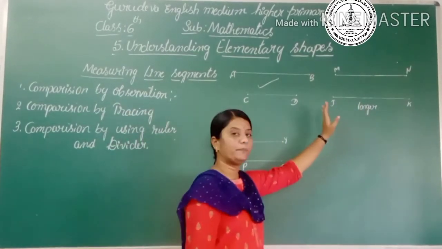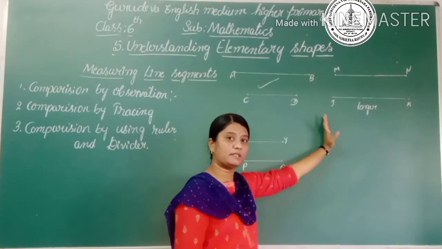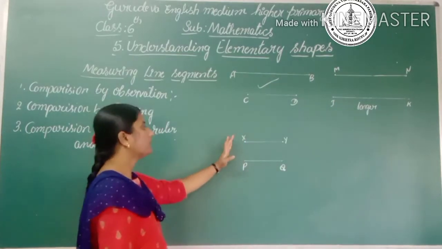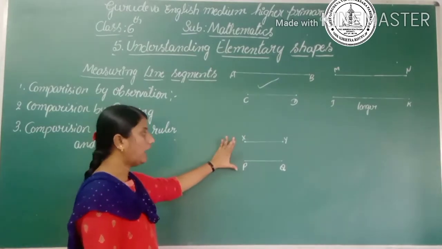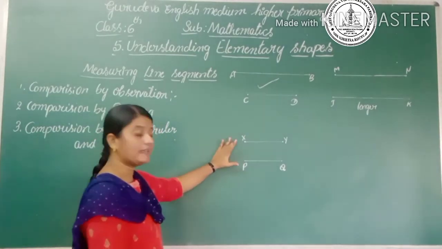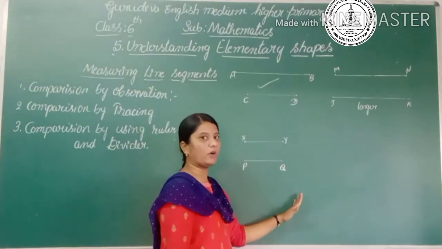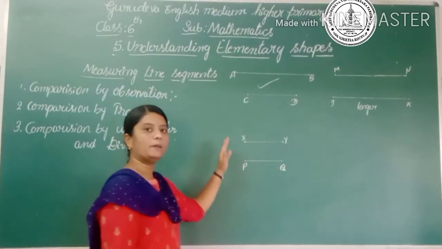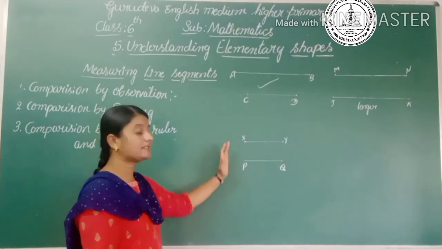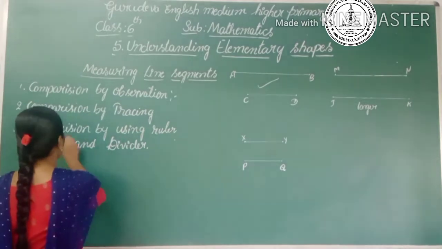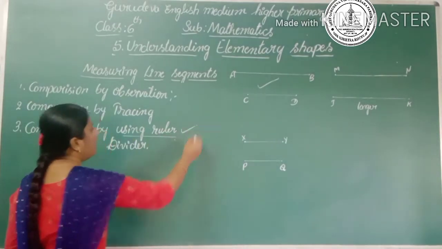So we can measure the line segment by using the tracing paper. Okay. Then here are two other line segments. How can you compare these two line segments, which is longer? So this tracing method is not good for the comparison of this type of line segments. So we have to use the third way, that is comparison by ruler.